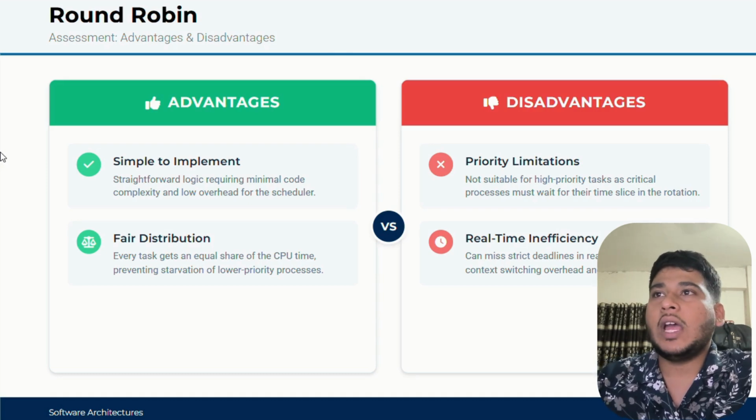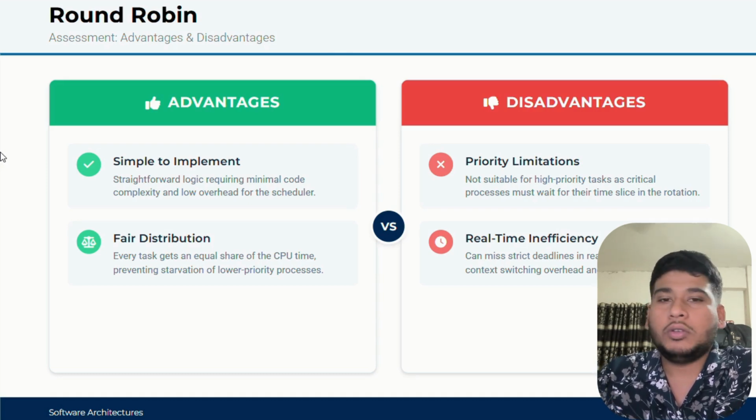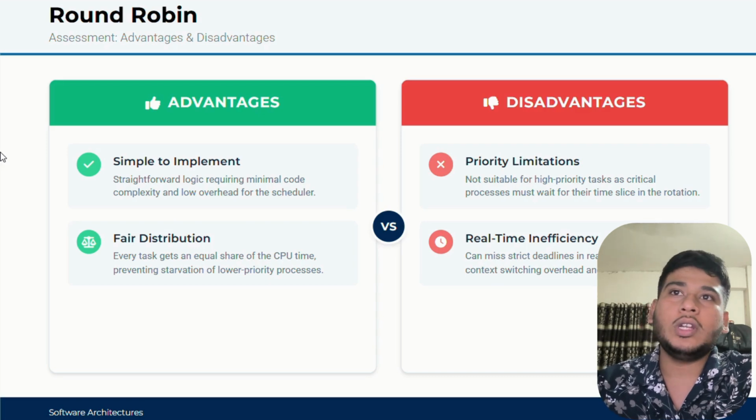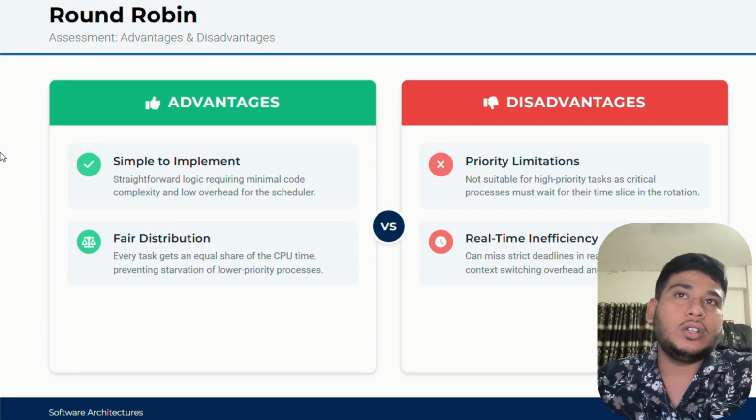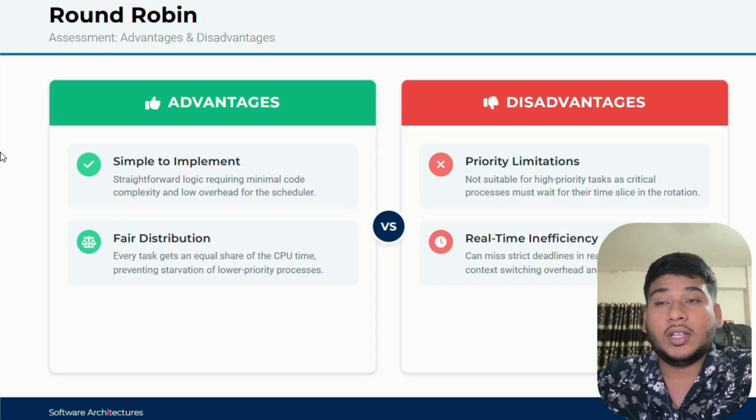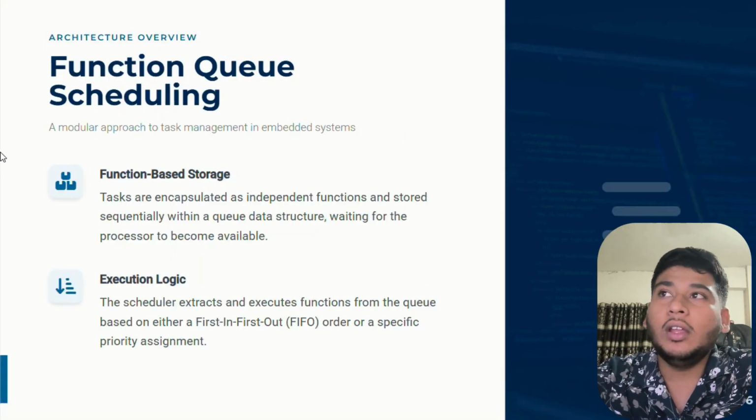The cycle repeats until execution is complete. The advantages of round robin are that it is simple to implement and gives fair distribution, but there are some disadvantages: where priority is high, it's not suitable, and it could be real-time inefficient.